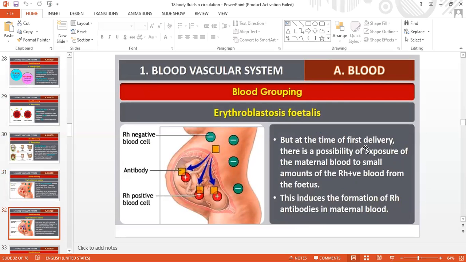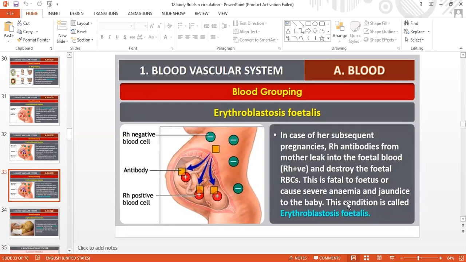But at the time of delivery, there is a possibility of exposure of maternal blood to a small amount of Rh positive blood from the fetus. Now what happens? This induces the formation of Rh antibodies in the maternal blood. And then, in case of a subsequent pregnancy, the Rh antibody from the mother leaks into the fetal RBC, and this is fatal to the fetus and causes severe anemia and jaundice to the baby.